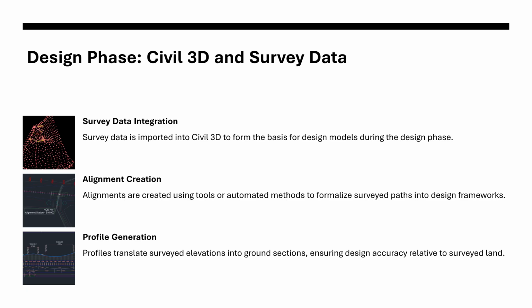Using the alignment creation tools or automated methods like from objects ensures that the surveyed path becomes a formal Civil 3D alignment. Profiles then translate surveyed elevations into ground sections along those alignments. And the accuracy of this translation determines whether the design remains true to the land surveyed in the field.